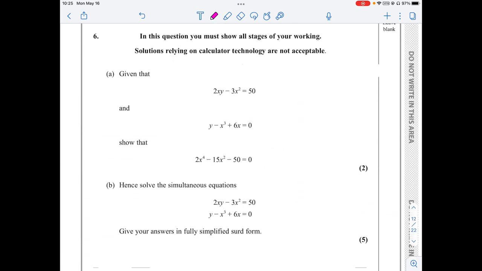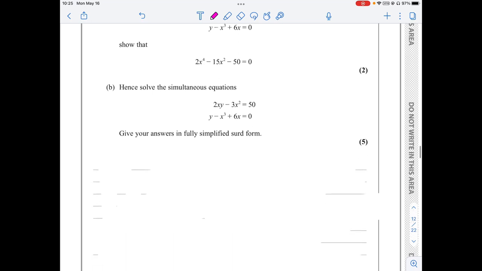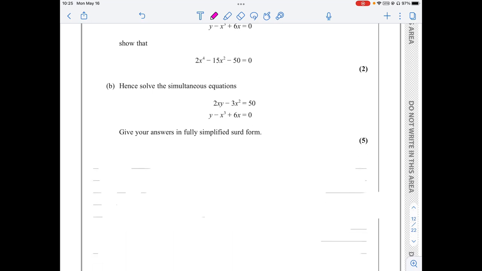Question number 6. Given that 2xy minus 3x square equal to 50, y minus x cube plus 6x is equal to 0, show that 2x to the power of 4 minus 15x square minus 50 is equal to 0. So what am I going to do? I am going to make y the subject from that cubic equation, y equals to x cube minus 6x, and plug that into the equation 2xy minus 3x square equals to 50.